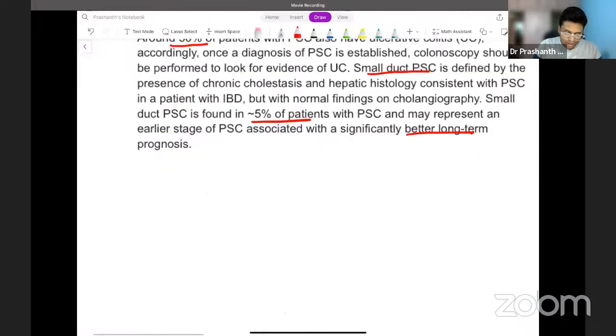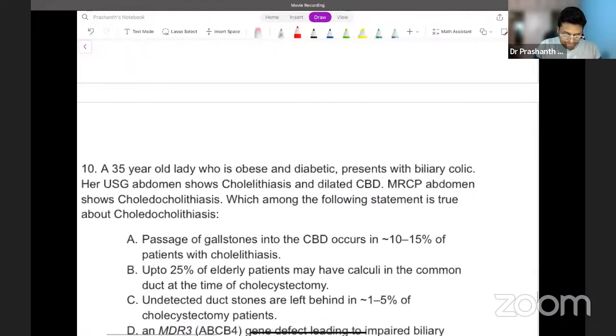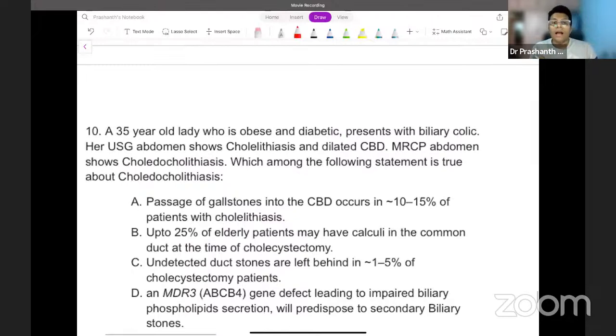Next is, a 35-year-old lady who is obese and diabetic presents with biliary colic. Her ultrasound shows cholelithiasis with dilated CBD. MRCP shows choledocholithiasis. Which among the following is true about choledocholithiasis? So they're asking what is true. So there's no except and this and that to confuse you. Just read them carefully.